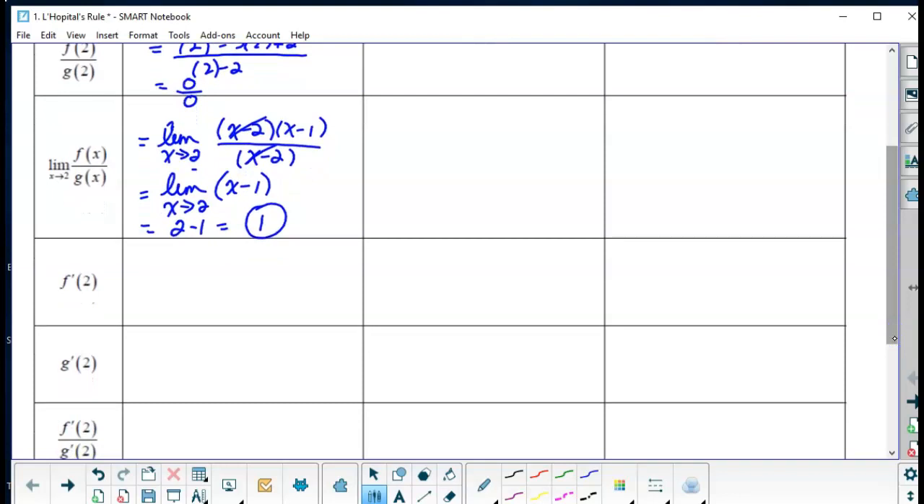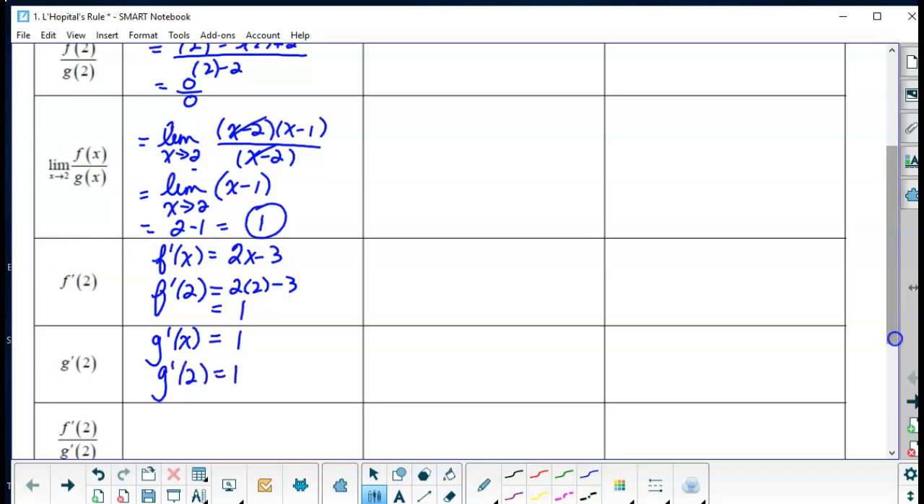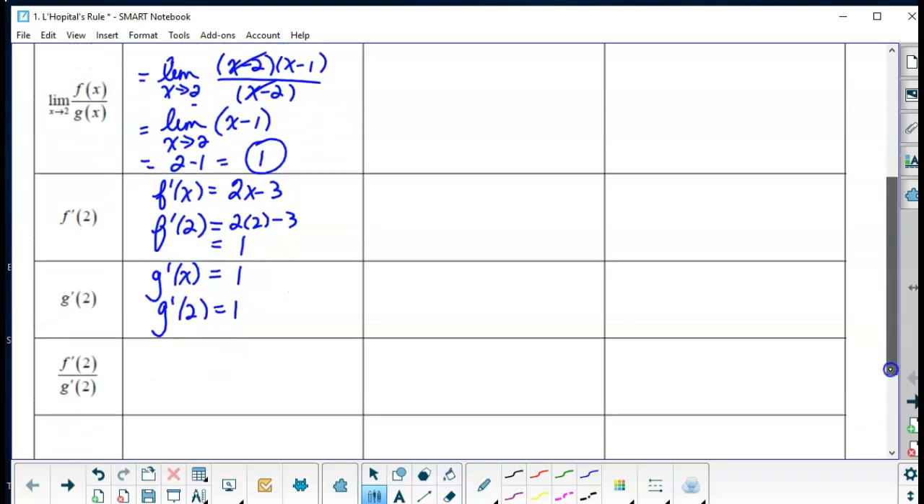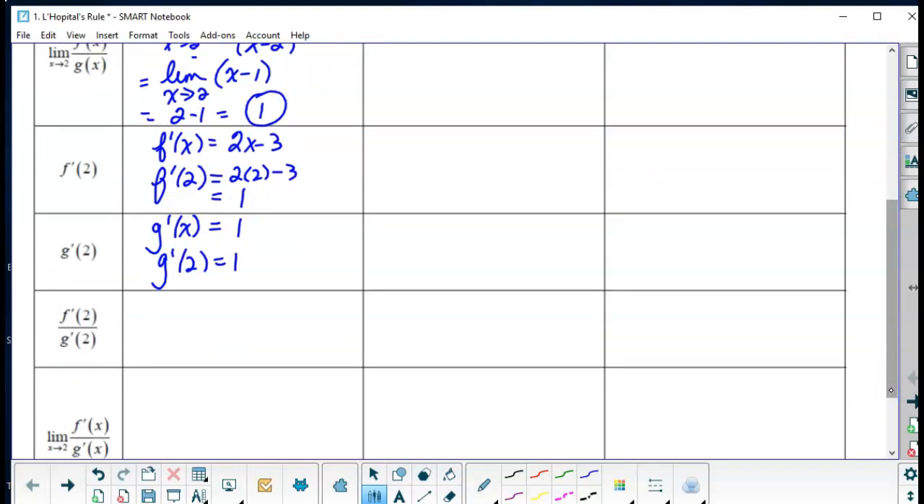Okay, so now let's look at some other properties. Let's take the first derivative of f. It's going to be 2x minus 3. And then it says find the first derivative when x is 2. So it's going to be 2 times 2 minus 3, 4 minus 3 is 1. Now do the same with g. So g prime of x is just a linear, so it's going to be 1 no matter what x is. So that's 1. Now it says find the ratio, so find f prime of 2 over g prime of 2. So 1 over 1 equals 1.